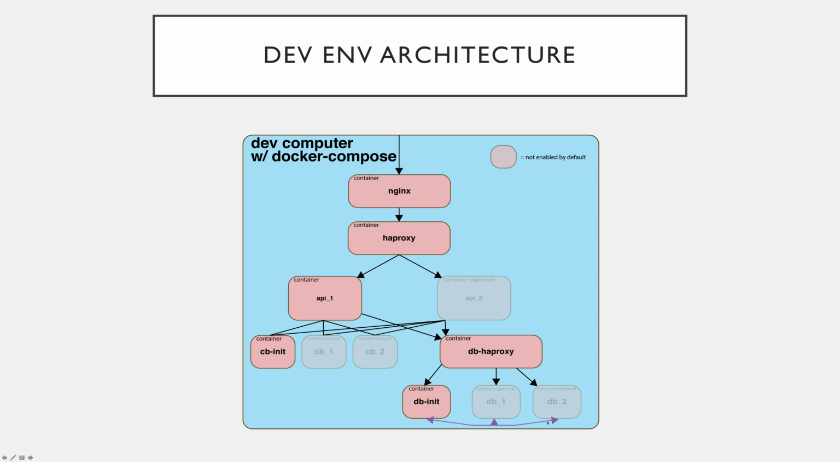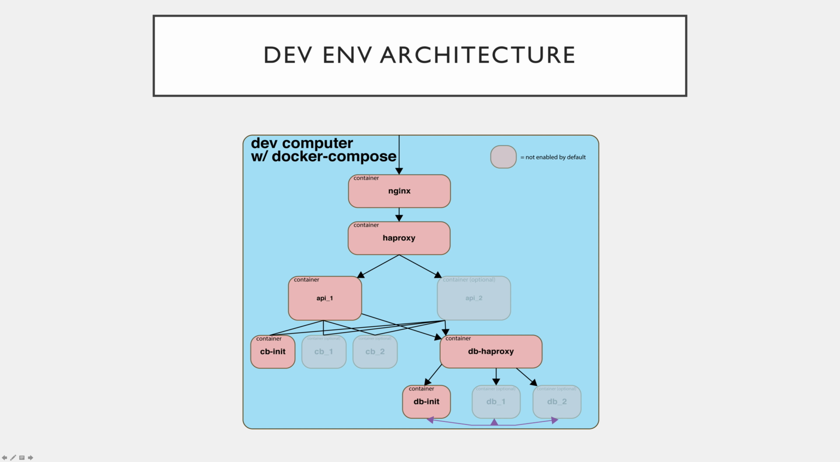So that brings us into the actual architecture. This is what the architecture looks like for the development environment, and this is running using Docker Compose. So there's another YAML file in the project that's defining this environment. The ones that are grayed out are not enabled by default, but you can enable them by manually going in and changing the Docker Compose file.